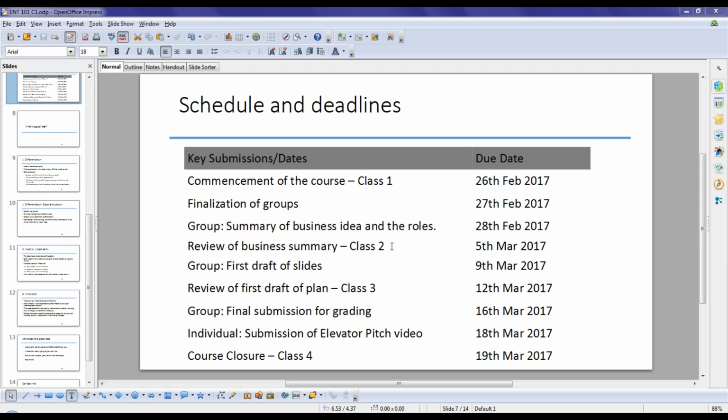In the next class, we will go into details of the planning, how to do the planning, what the terms are, and the first draft has to be there by 9th. If you are to deliver the first draft by 9th, you will have to have support. The first draft will be reviewed on 12th March, and after that you'll have to give the final submission by 16th March, and on 18th March you have to do an individual submission.